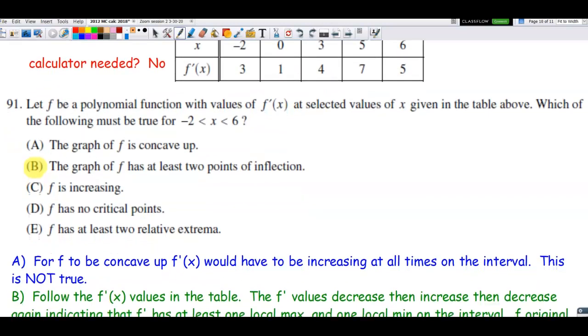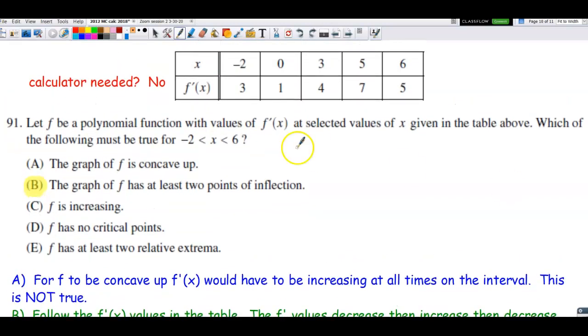Number 91, let f be a polynomial function. So, first of all, if we have a polynomial function, it's continuous and differentiable. Values of f prime, the first derivative, are given in the table above. Which of the following must be true from -2 to 6? A: The graph of f is concave up.